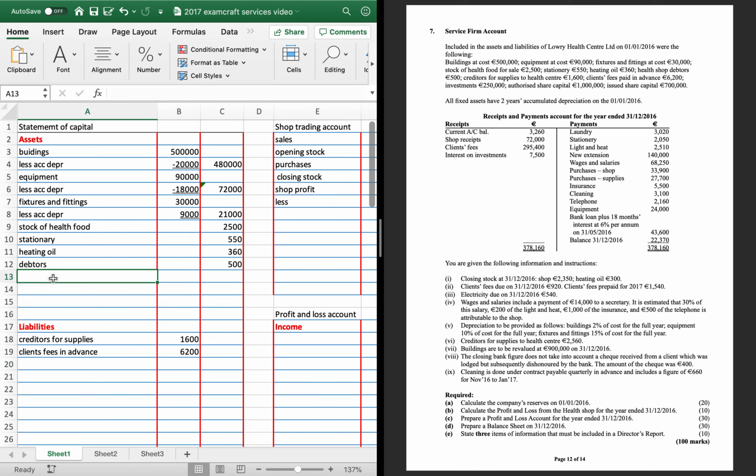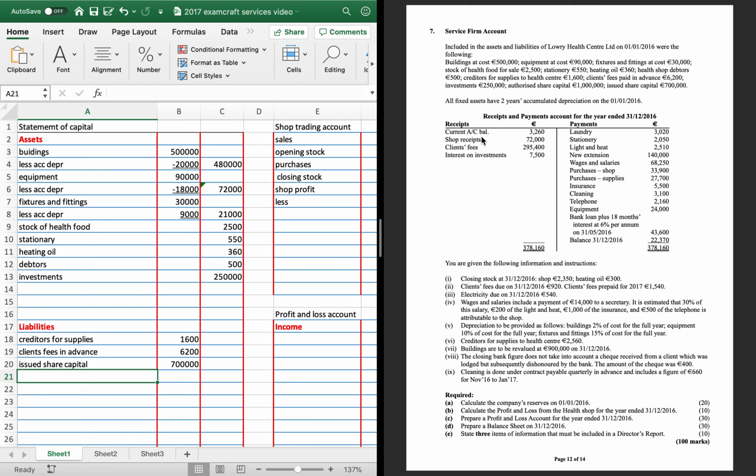Investments, 250. Now, you'll always have investments in these. They'll either give them to you or they'll give you investment income down here and ask you to work them out. Authorized share capital doesn't go in, issued share capital does. And issued share capital is 700,000. So that's everything in from the top of the question.